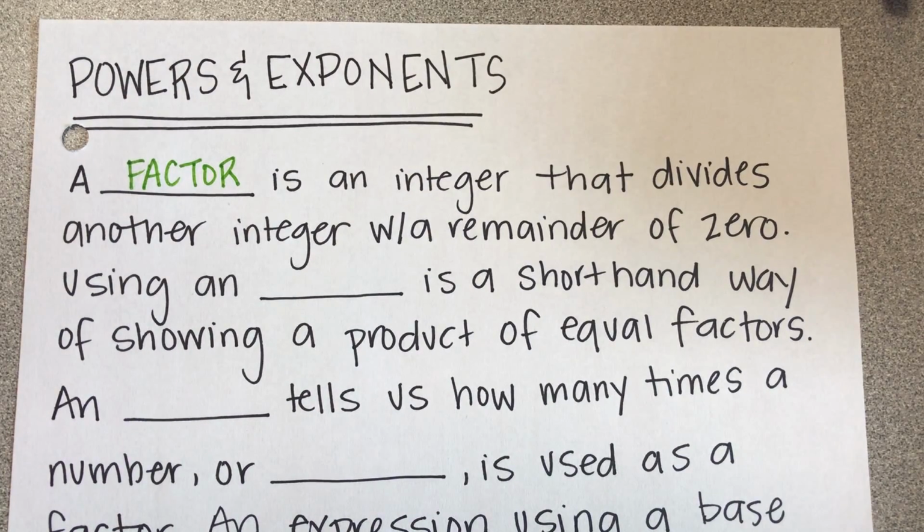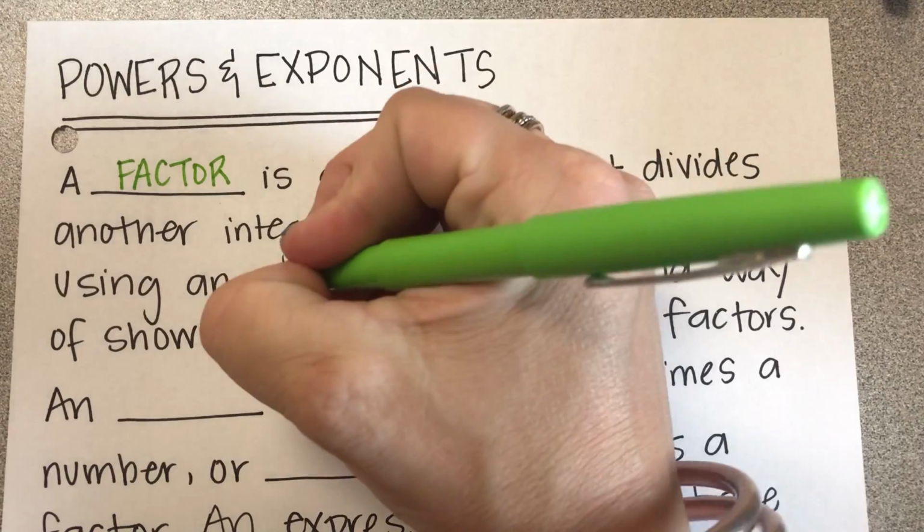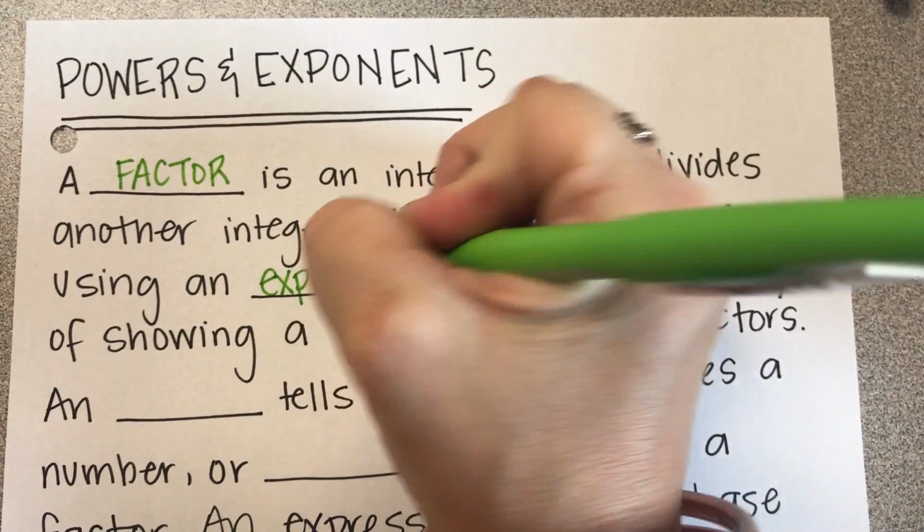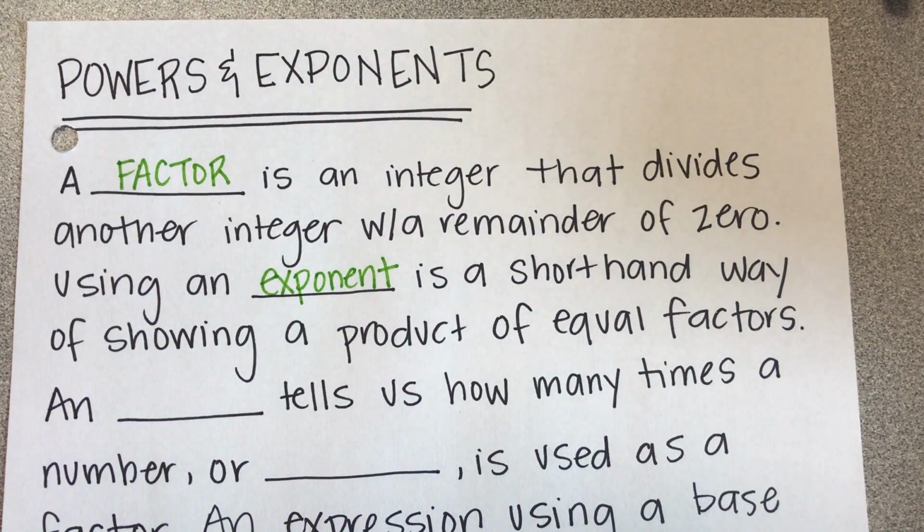So for example, a factor of 12 is 4 because 4 goes into 12 3 times. Or 5 is a factor of 20 because 5 goes into 20 4 times. And so what we're going to talk about is using an exponent as a shorthand way of showing a product of equal factors.